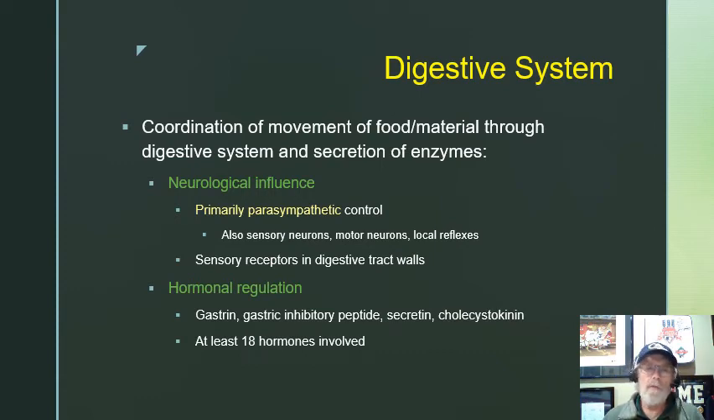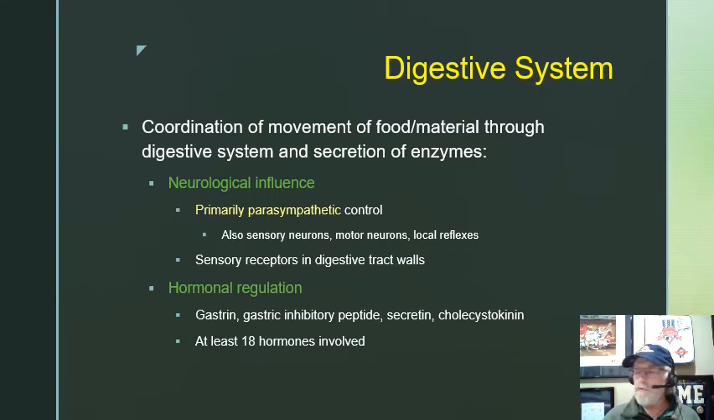We also have a lot of hormonal regulation. There are a number of hormones that are really important in making things work. This parasympathetic nervous system works hand in hand with a number of different hormones that are secreted by various organs. Some of the hormones that we'll be talking about are gastrin, gastric inhibitory peptide, secretin, and cholecystokinin. That's even beside things produced by the pancreas, such as insulin, which lowers blood sugar, and glucagon, which raises blood sugar. There are tons of hormones.